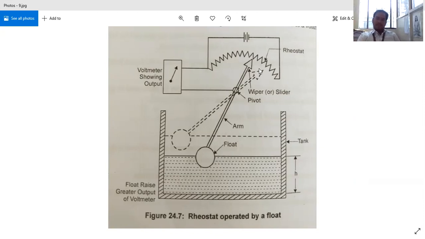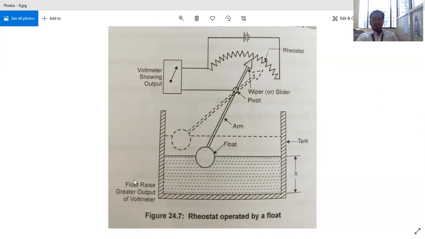So when the length of this rheostat is changing, the connector point is changing, which is in the circuit. This wiper is a part of the circuit now. When this resistance is changing, what happens? We will find the change in the current passing through the circuit. So based on the magnitude of that current, that will be a measure of the level of tank water, or level of a liquid or a fluid in the tank.